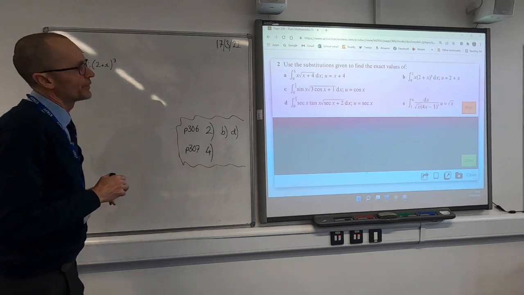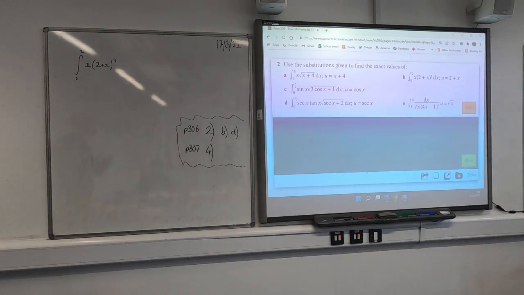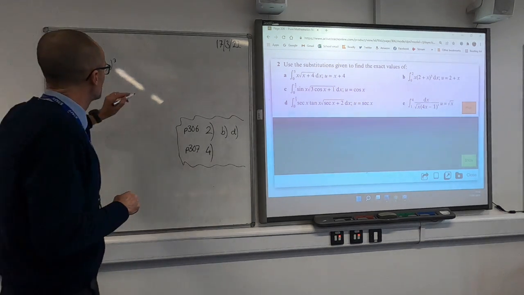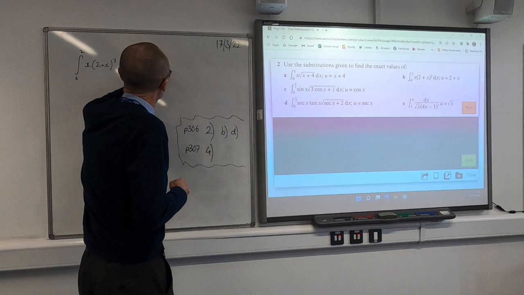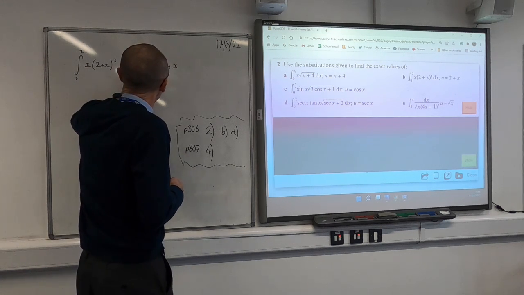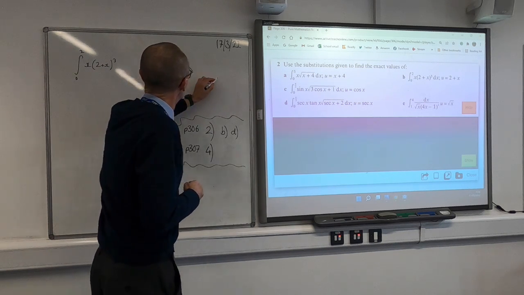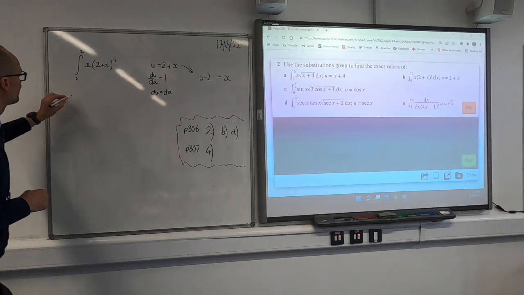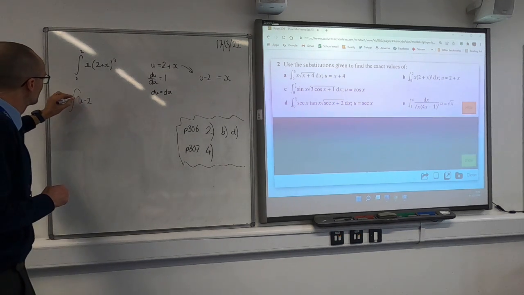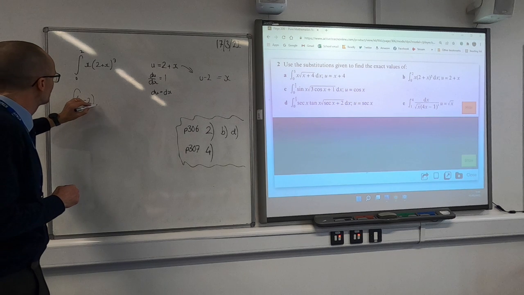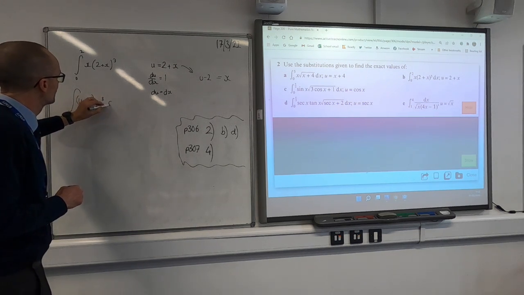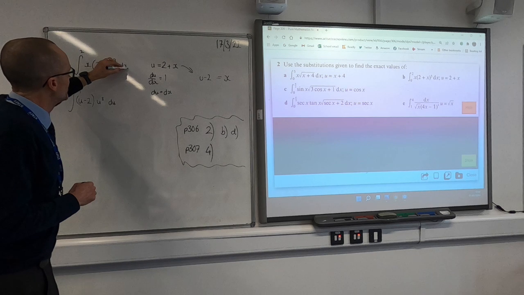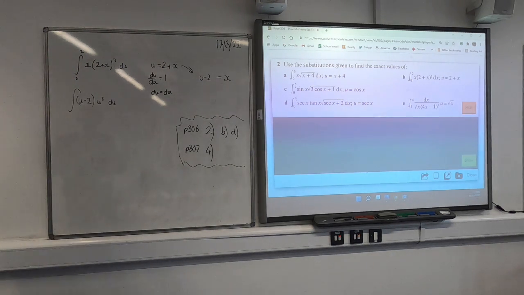And even if you have to come up with your own substitution and you come up with a completely bonkers substitution, if you correctly replace dx with du using your substitution, you may find there's credit there. So, never give up. Don't forget to change your x values into u values.